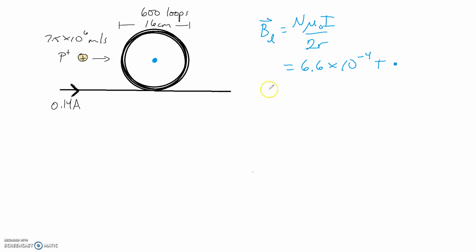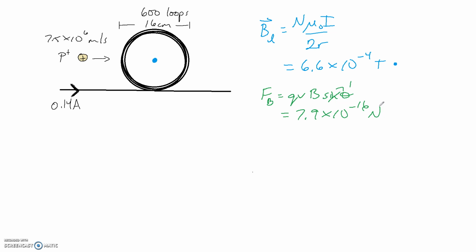Now, when I do that, of course, the magnetic force on a charge in a magnetic field is QVB sine theta. We can make sine theta equal to 1 because everything's going to be nice and perpendicular. I have the charge of the proton. I know that. I've got the velocity of the proton of 7.5 times 10 to the 6. I will use the magnetic field that I found for my B value, and then I can calculate how much force is on my proton. So using QVB and calculating the force, I get a force of about 7.9 times 10 to the negative 16 newtons.